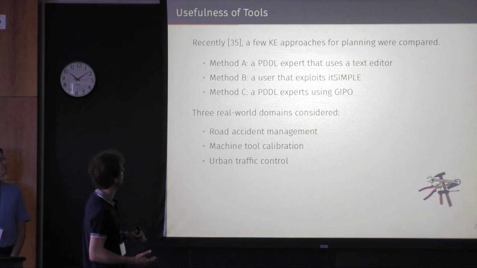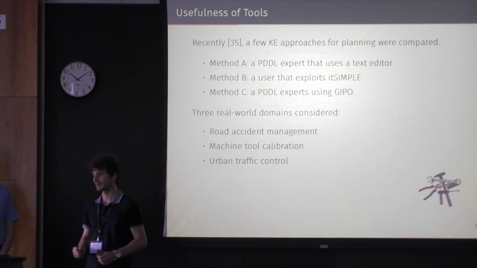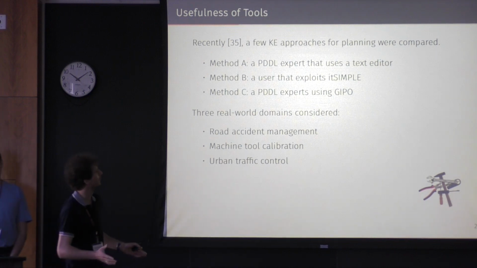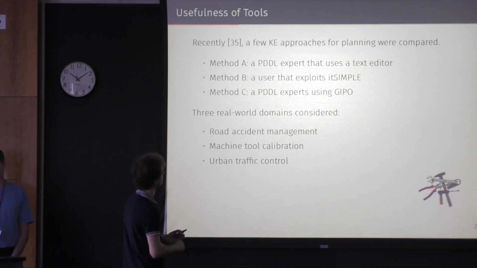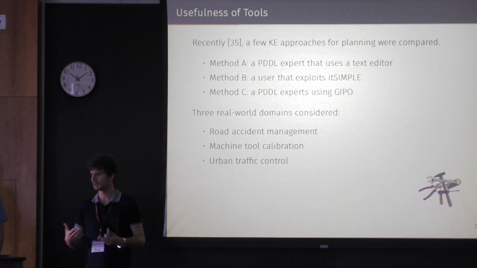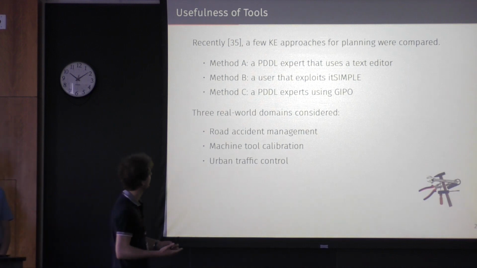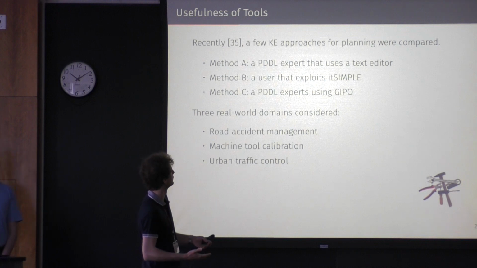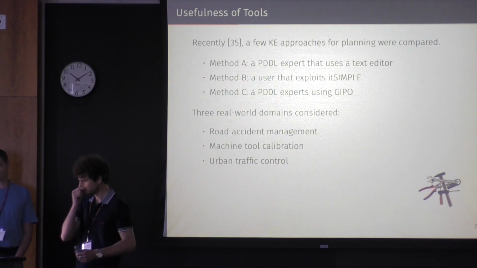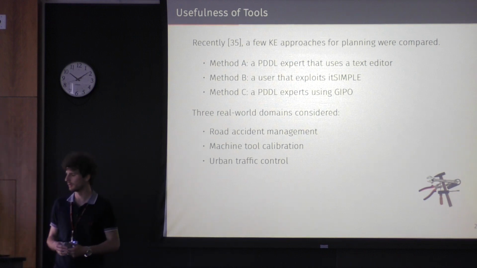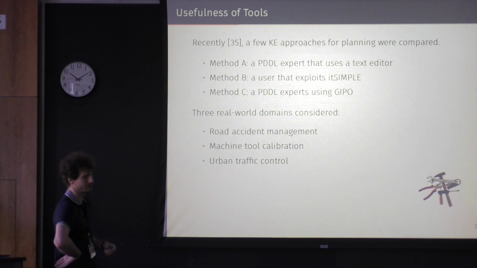So the 3 methods were, okay, we have a PDDL expert who is just using a text editor, which is the common way, I would say, the de facto standard. We have another method, which is a user who is exploiting itSIMPLE, and then we have another method in which a PDDL expert or a set of PDDL experts are using GIPO, which is another tool. And we consider 3 real world domains.